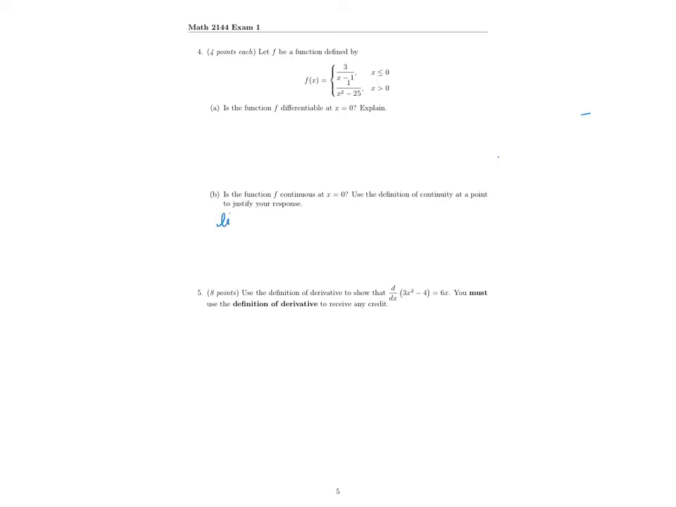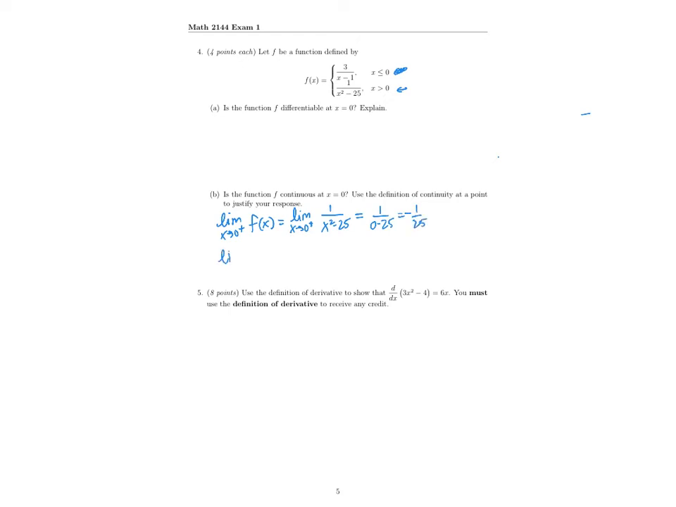So the limit as x approaches 0 from the right of f of x is equal to the limit as x approaches 0 from the right. Well, if I'm going from the right, which of these functions am I using? I'm going to be using this one as I'm coming in from the right, because coming in from the right would be greater than 0. So that's this one. So I'm going to use that function. So 1 over x squared minus 25. And what I might notice is that this function is actually continuous at 0, so I can go ahead and plug in 0. So I get -1 over 25.